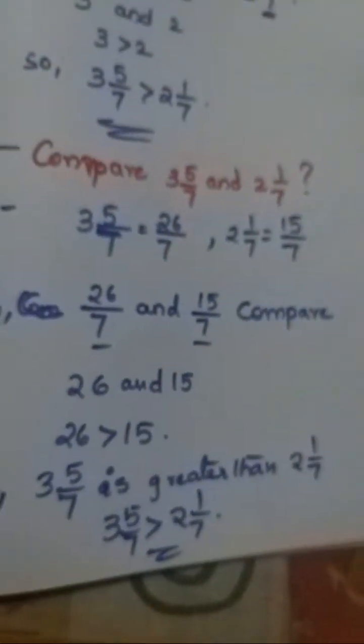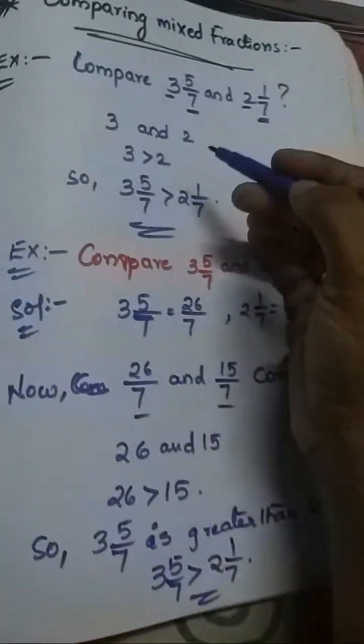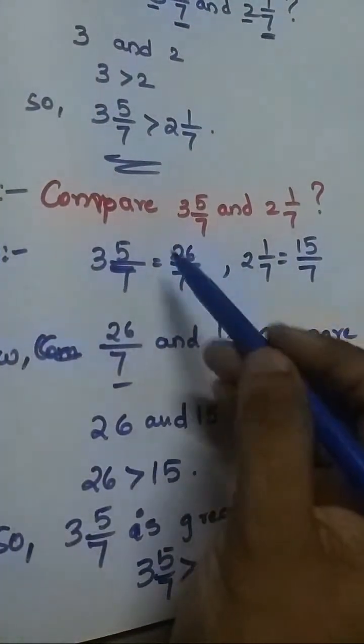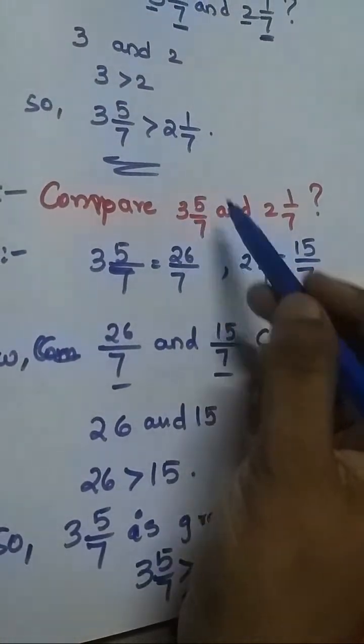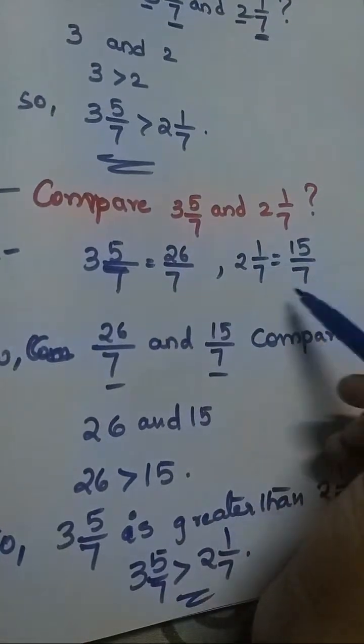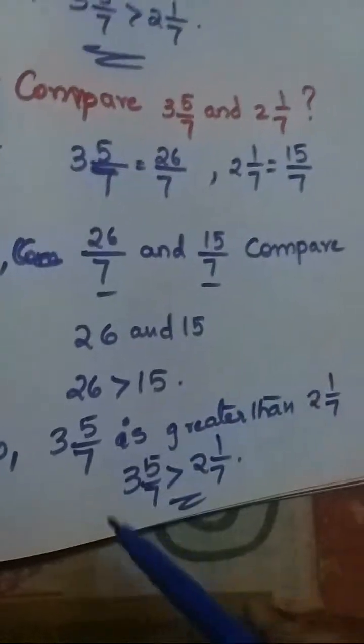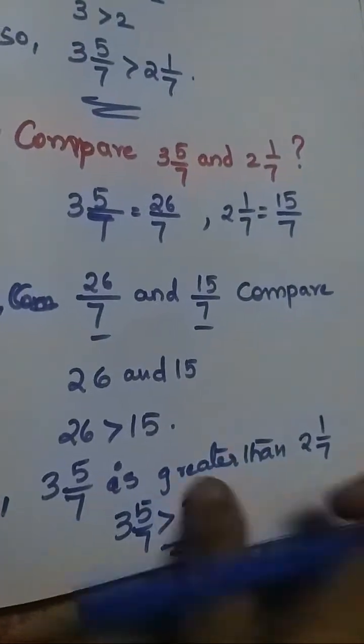Like this we have to write the second method. In like fractions we directly compare the whole numbers, or we convert this mixed fraction into a proper fraction, then we can also compare the numerators. After that we will get the greater value. Okay, now next is when we have different denominators in mixed fractions.